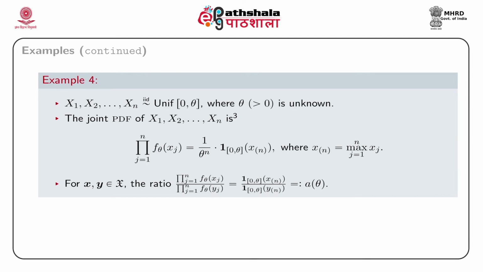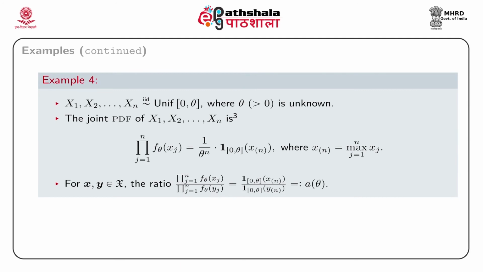For two arbitrary data points x equals x1, x2, up to xn and y equals y1, y2, up to yn, both from script X, we have the product over i from 1 to n of f theta xi divided by the product over i from 1 to n of f theta yi. This is equal to 1 by theta to the power n into the indicator function I(0 less than x ordered n less than theta) divided by 1 by theta to the power n into the indicator function I(0 less than y ordered n less than theta).